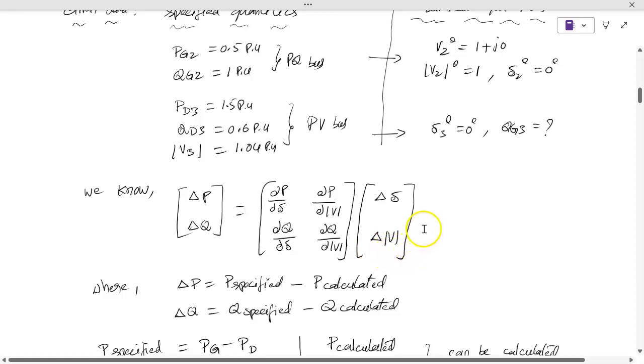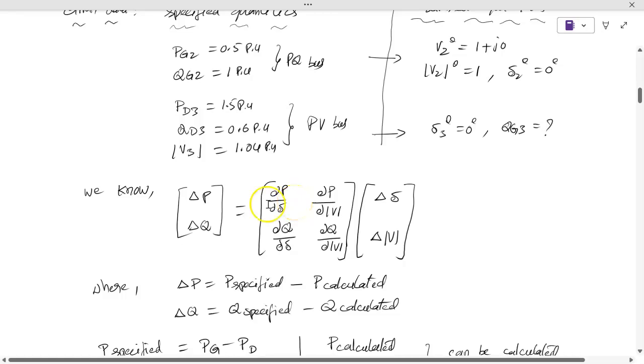So the Newton-Raphson solution means we need to calculate the bus voltages and bus voltage angles. Here the change of bus voltage and the change of bus voltage angle are there, so we need to calculate these two values first. To calculate them, we need this matrix and this matrix: the change of P and change of Q. Delta P and delta Q values we need to calculate, and the Jacobian matrix elements also.